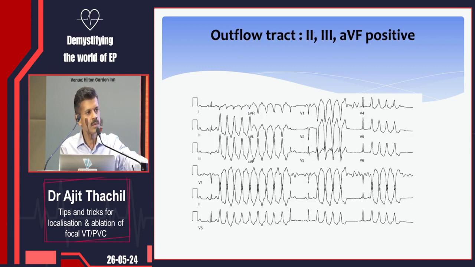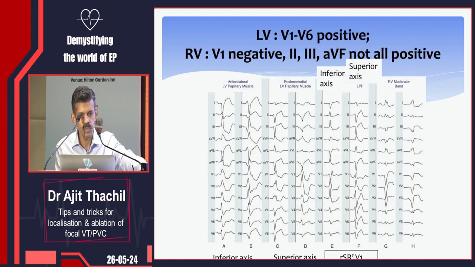Now, the hallmark of outflow tract PVCs or NSVTs is that leads 2, 3 and aVF are positive. So the first thing you look for in the ECG is 2, 3, aVF positive. Supposing you have a patient with an anterior wall MI or a lateral wall MI and you get these PVCs, please understand that the PVCs have nothing to do with the MI. You can have an idiopathic PVC in a structurally abnormal heart. So it's very important to look at the morphology of the PVC.